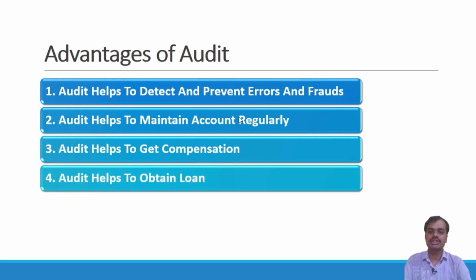Next advantage is audit helps to obtain loan. Especially financial institutions provide loan on the basis of audited statement. A business organization may obtain loan considering the audited statement of the last 5 years. So an organization should make audit compulsory to obtain loan.